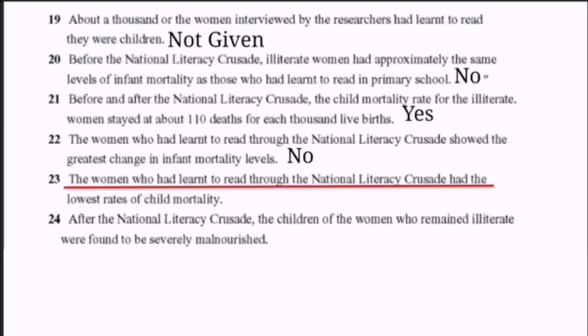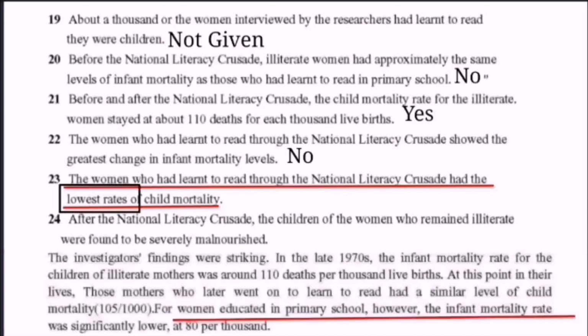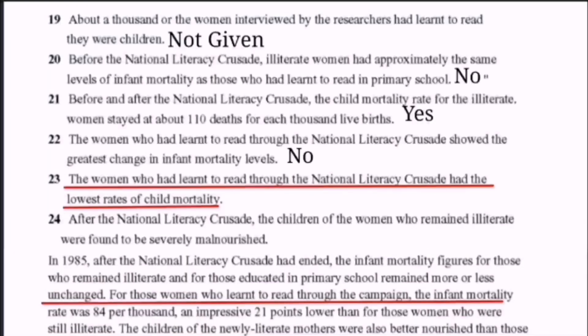Question number 23. The women who had learned to read through the National Literacy Crusade had the lowest rates of mortality. Woman is the keyword, read through the National Literacy Crusade is the keyword, lowest rate of mortality is the keyword. Let's read the paragraph. In paragraph 5, we read that for women educated in primary school, however, the infant mortality rate was significantly lower at 80 per 1,000.